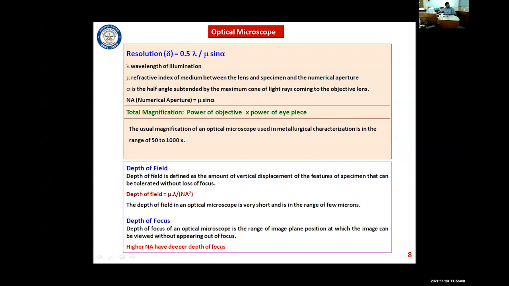That is the depth of field, which is defined as the amount of vertical displacement of the features of the specimen that can be tolerated without loss of focus. This depth of field can be given by mu lambda over the square of the numerical aperture. The depth of field in the optical microscope is very short, in the range of a few microns. Depth of focus is the range of image plane positions at which the image can be viewed without appearing out of focus. The higher the numerical aperture, the smaller the depth of field, but the deeper the depth of focus.